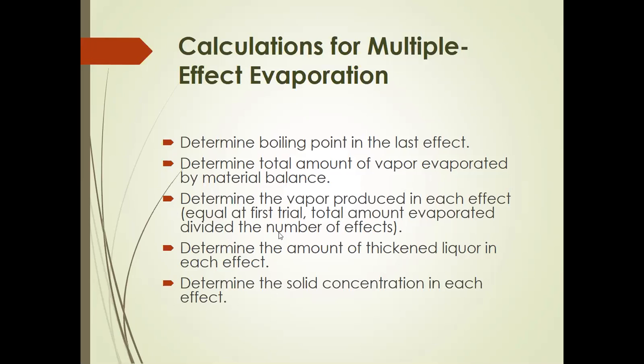After determining the actual vapor, you go to the amount of thickened liquor that is produced in each of the effects. So vapor in each effect followed by the liquor in each effect. After that, you will determine the solid concentration in each effect for the effects that do not have the solid contents given. So that's your fifth step.